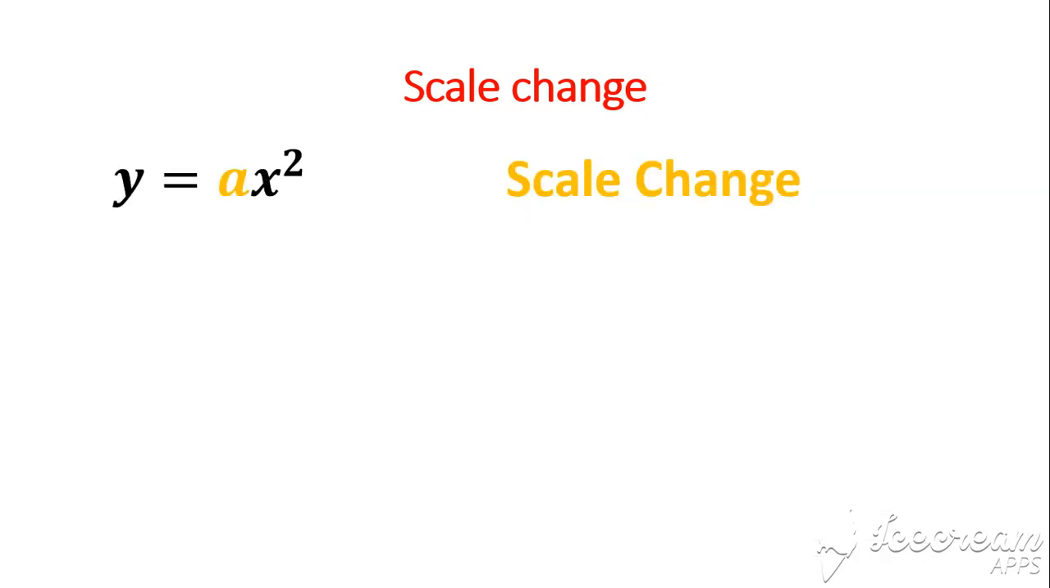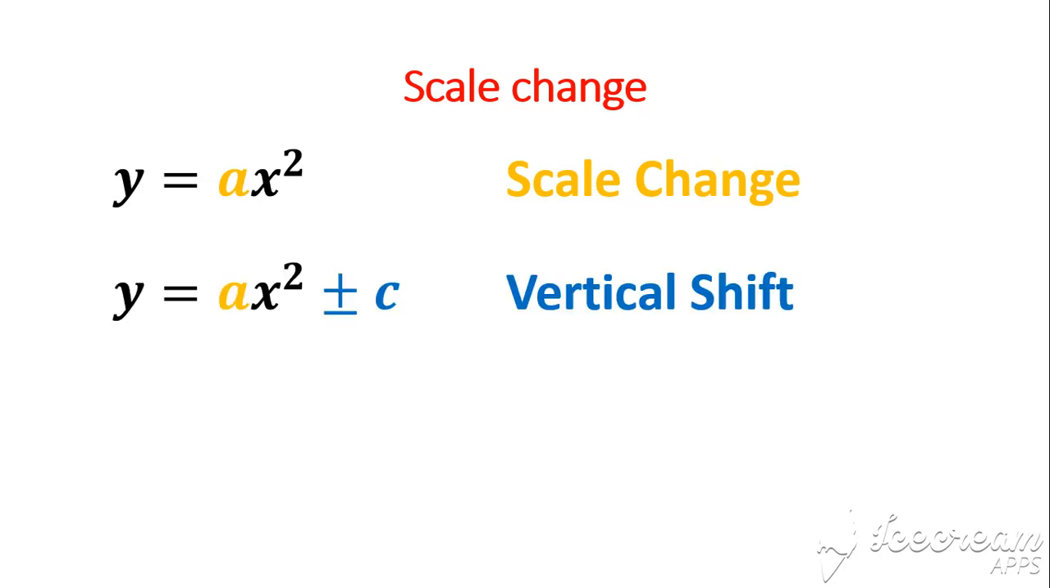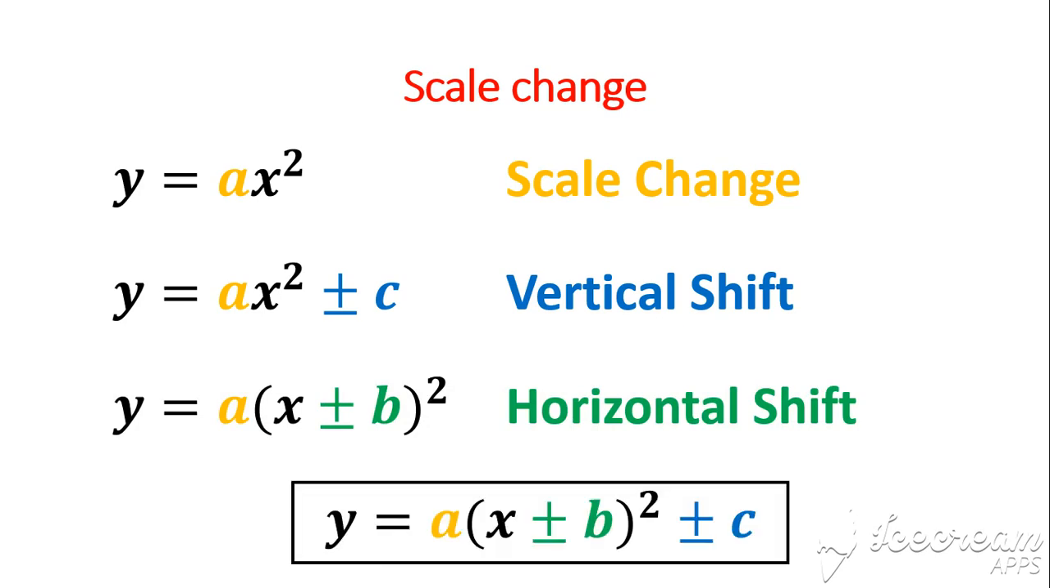Right, so we've talked about a scale change, a number up the front which affects the scale or the width, narrow or wider. We talked about whether we can have a vertical shift as well or a horizontal shift altogether. So this becomes our general parabolic formula that will be quite used in a lot of applications.